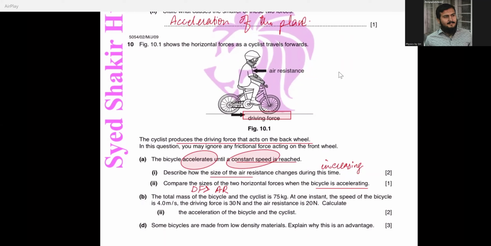Yes, A2. Okay, can you read the question again? Compare the size of the two horizontal forces when the bicycle is, oh, it's accelerating. Okay, never mind. I hope you have the hard copy of the book in front of you. Yeah, I do.